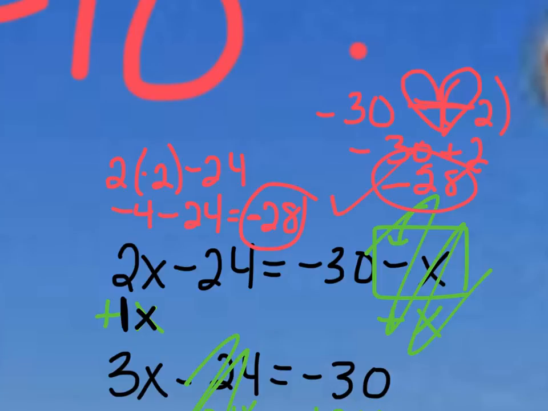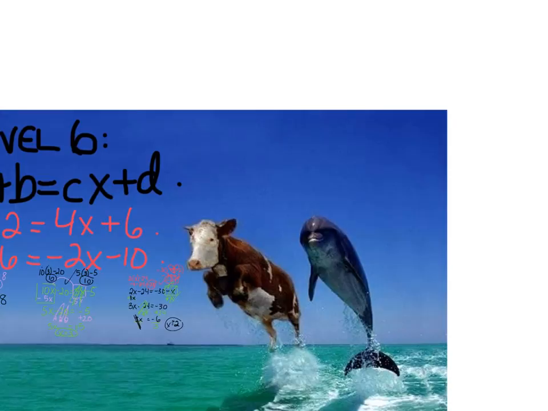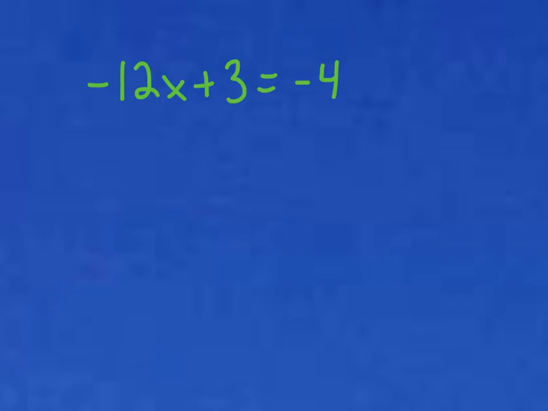Okay, cool. I think I'll just do one more just to make sure you understand this. One of the last ones. How about we do question number 19? That is negative 12x plus 3 equals negative 47 minus 7x.